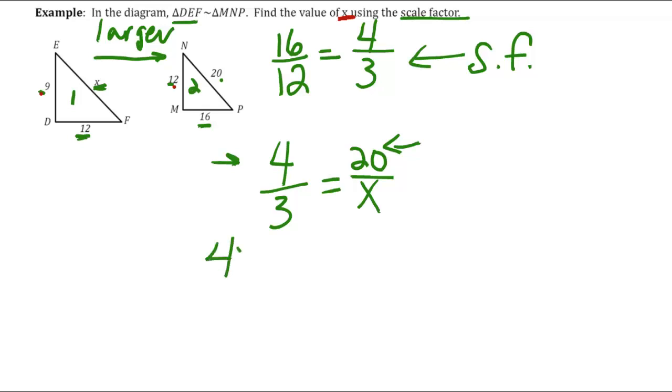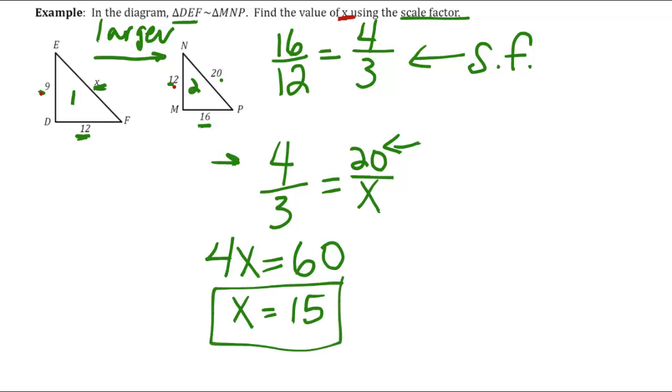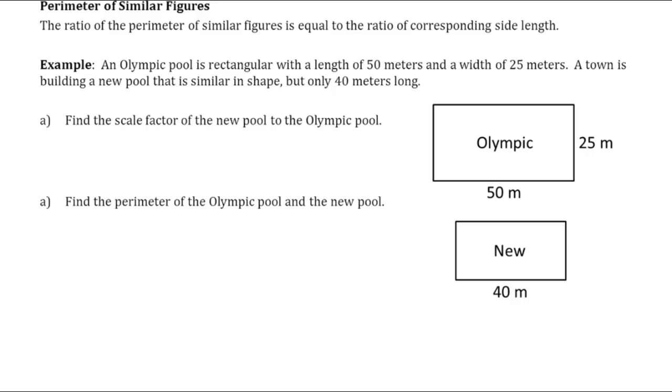And then you'll remember from our last section, to solve this, we cross multiply. So 4x equals 20 times 3, which is 60. And so my x is going to equal 15. And there's your answer.